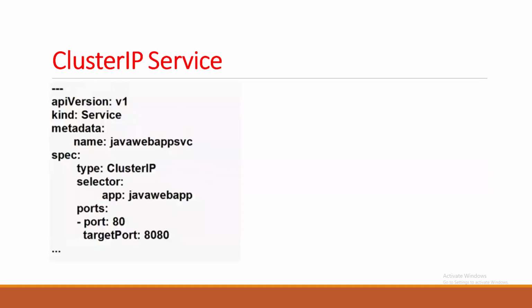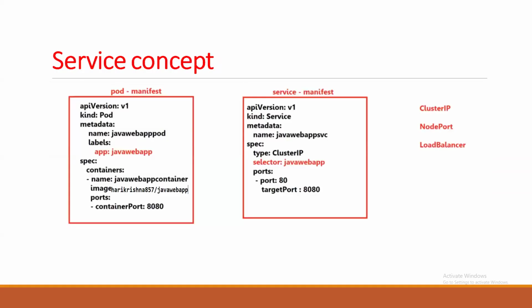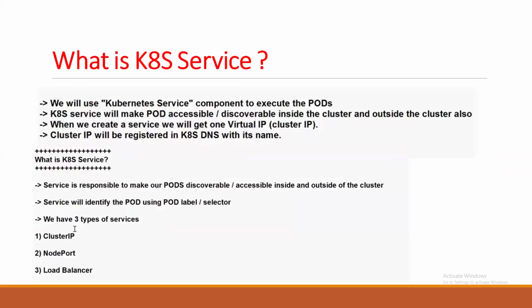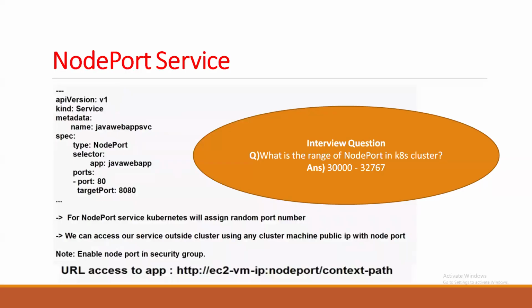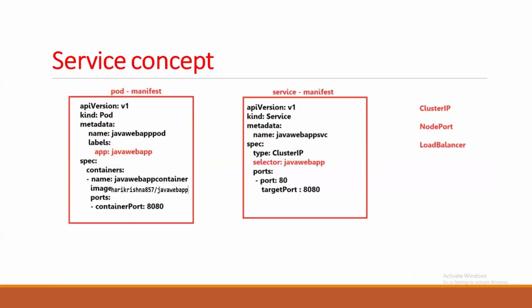Selector, type equal to ClusterIP, selector equal to this one. So we want to use the NodePort, so we can use the NodePort also. So in the service file, type NodePort. Selector equal to which one, guys? App, java web app. You see, guys, the selector is nothing but your label. We need to provide the selector app equal to the label, right?